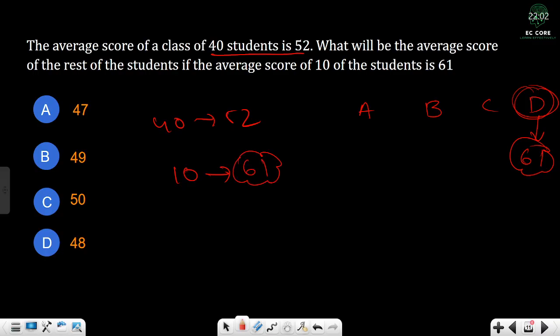So here what we can observe is 52 is being reduced. The difference here is three groups, that is 52 minus 3, then 49 will be my answer.